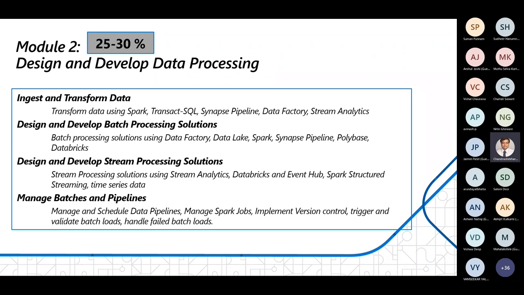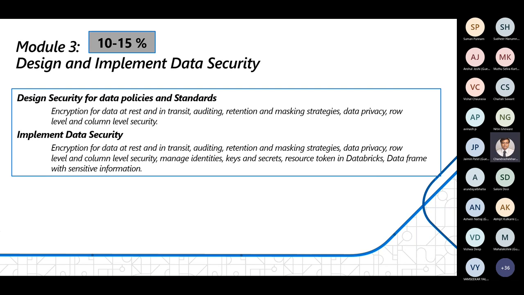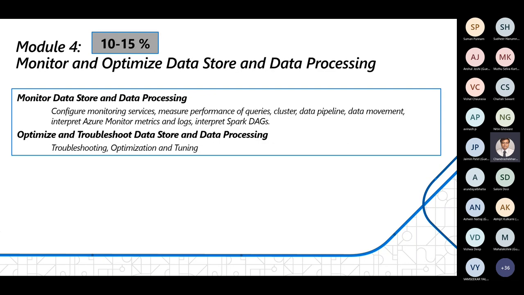This is the second highest module with respect to weightage in the examination, design and development of data processing. I assume its weightage is 25%. So module 1 is 45% and module 2 is 25%, which is around 70% still. It is not sufficient to cross the mark of 700 or 70% for the examination. Design and implement data security is around 10 to 15%. And monitor and optimize data store and data processing is also around 10 to 15%.